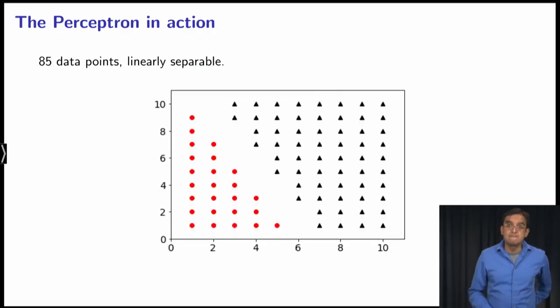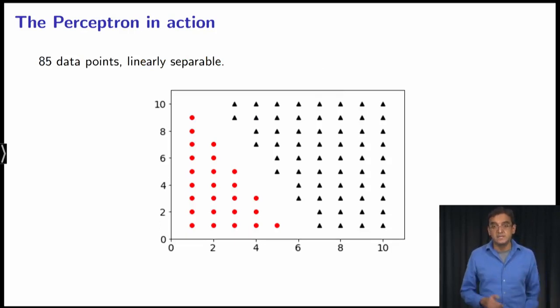Let's see it at work. So here are 85 data points, and they're linearly separable. So there really is a line that separates the pluses from the minuses, or in this case, the red circles from the black triangles. Let's run the perceptron algorithm on this data set and see what linear separator it finds. Now, usually when you run perceptron or a stochastic gradient descent algorithm of some kind, one thing that is often done is to begin by randomly permuting the data, in case they're in some sort of weird order.